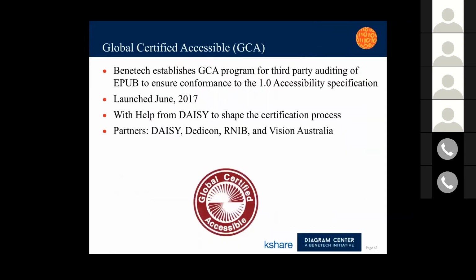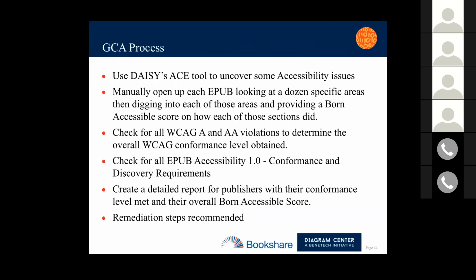Okay, and to wrap up, I want to just briefly mention Benetech's Global Certified Accessible Initiative. We established this program to provide third-party auditing to ensure that EPUBs are conformant to the 1.0 specification. We launched it earlier this year, and our partners are DAISY, Dedicon in the Netherlands, RNIB in the UK, and Vision Australia. And we're currently working on that program to start certifying books as accessible.